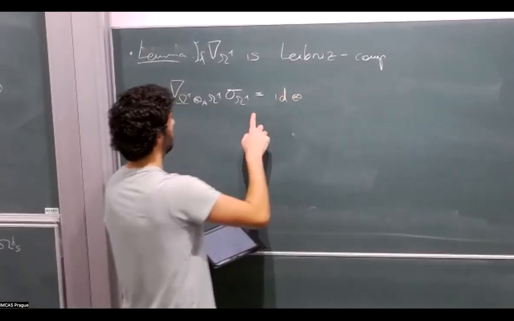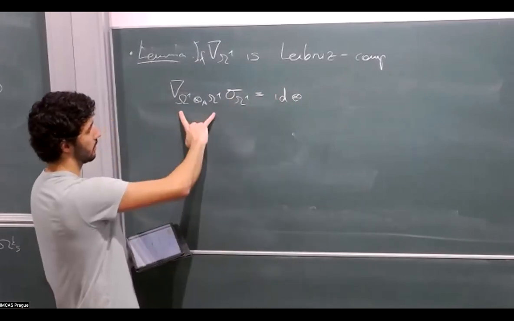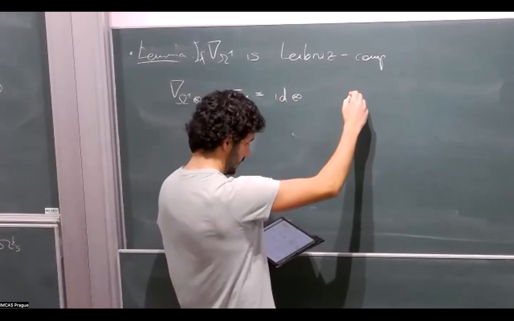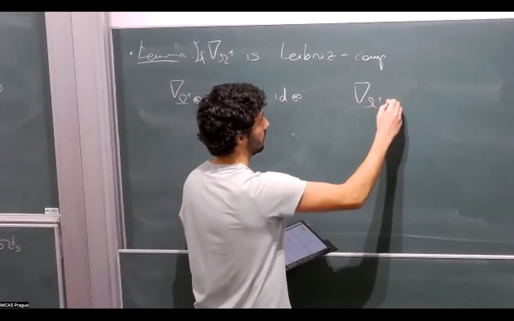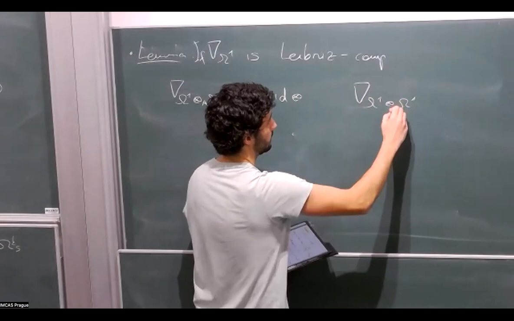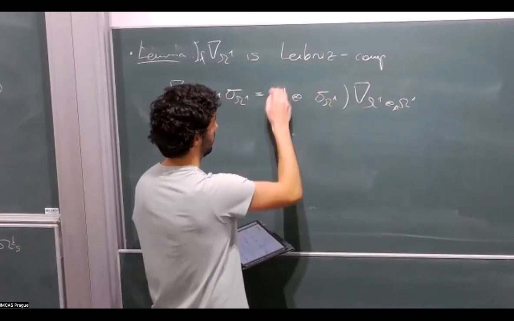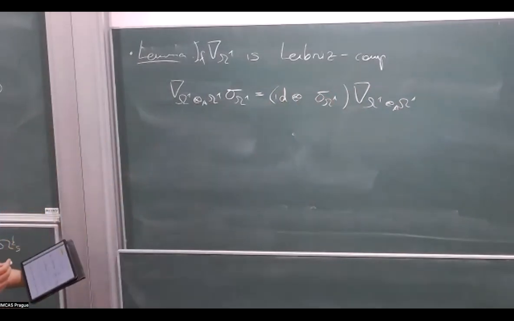Identity. So applying the braiding and then the connection on a one-form tensor one-form is the same as applying the connection first and then the braiding on the second bit. So this is a condition that we have.